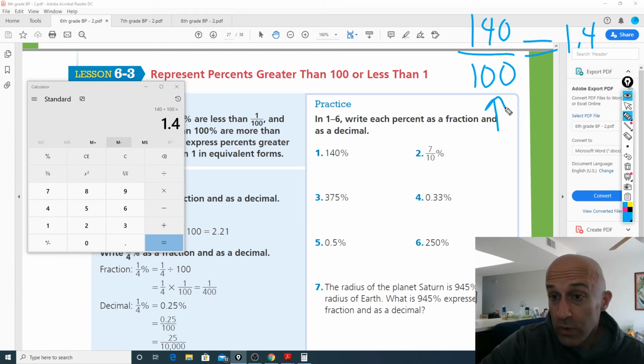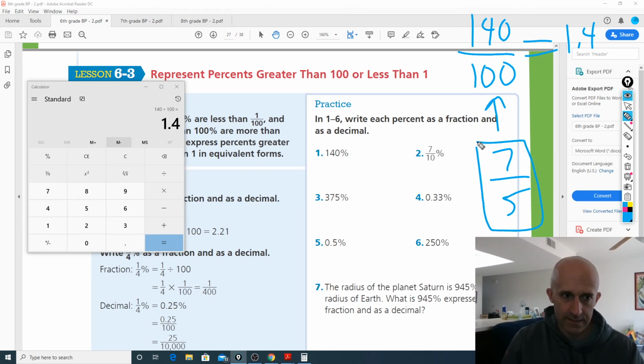To save time on that, we can take the number 20. 20 is a factor of both 140 and 100. 20 is the greatest common factor of 140 and 100. If I divide 20 going into 140, it'll give me 7. 20 goes into 100 5 times. That is our reduced fraction.